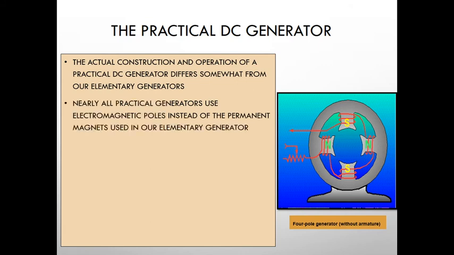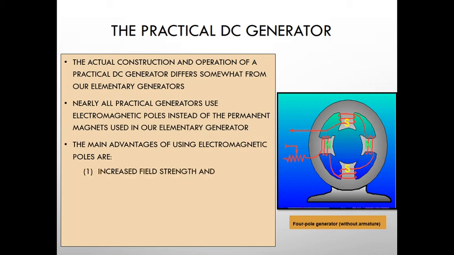so nearly all practical generators use electromagnetic poles. Electromagnetic poles, ang pasabot, uses windings na naa sa armature core. So kung imong i-energize ang winding, then naa kay electromagnetic na output, instead of permanent magnet used in our elementary generator. So instead of using permanent magnet, gamit ta og field windings or electromagnetic poles. The main advantages of using electromagnetic poles, first is increased field strength.